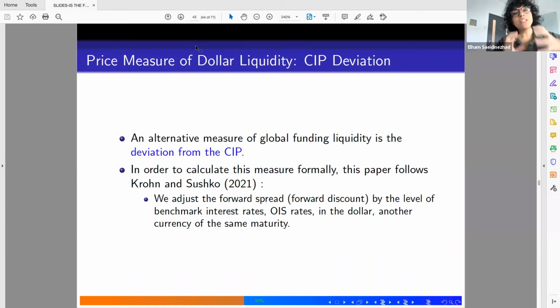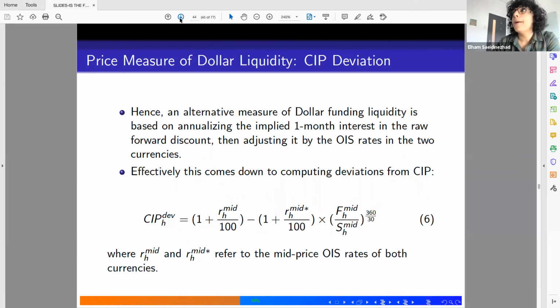This relationship between the increase in the premium and the decrease in the funding liquidity condition is well established, especially in this paper, Kron and Surshko, which was published just this year.